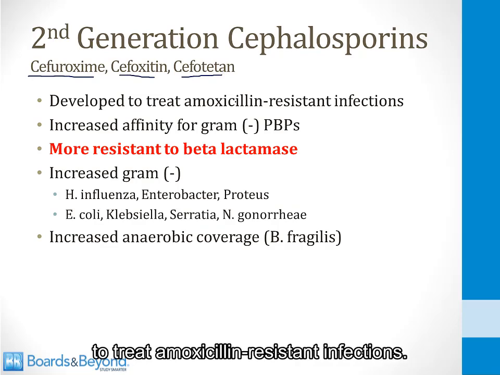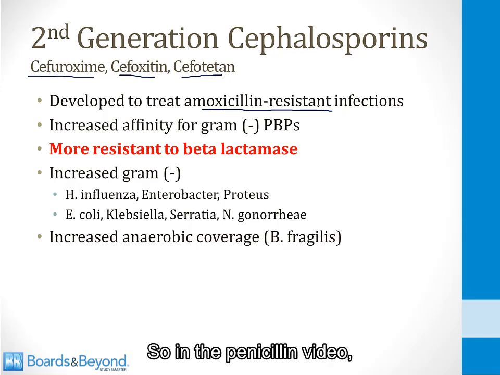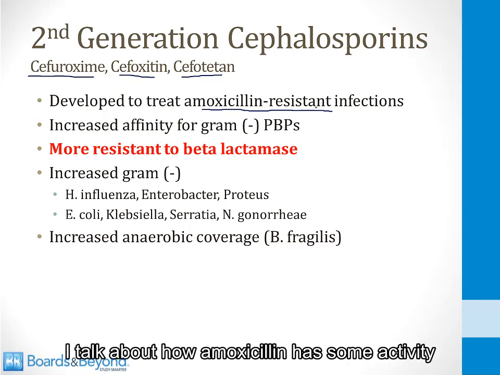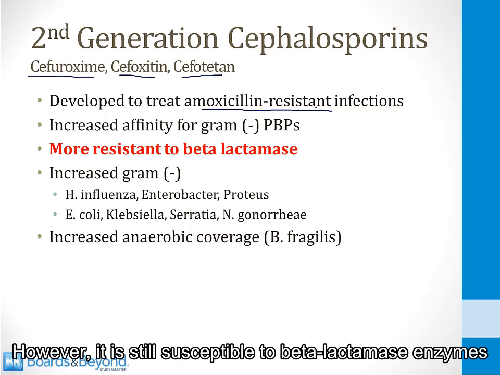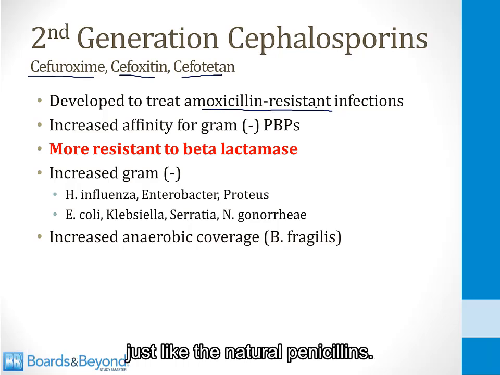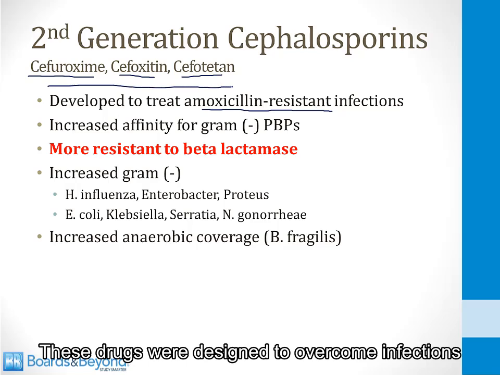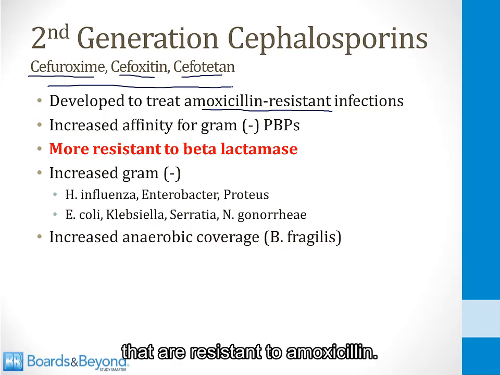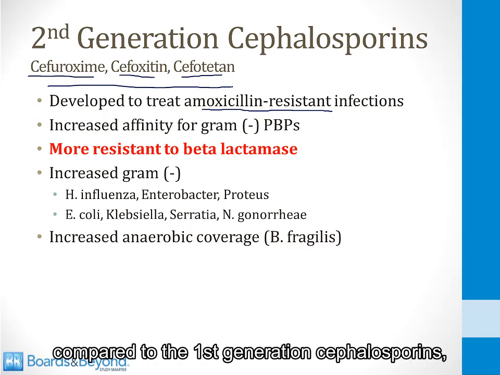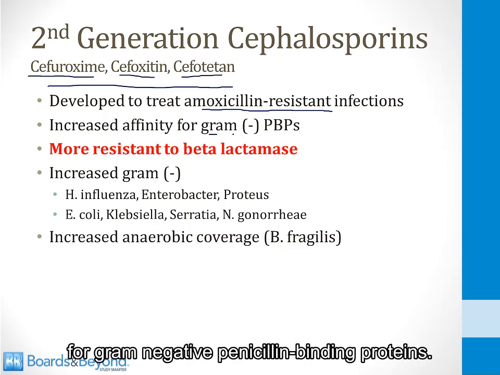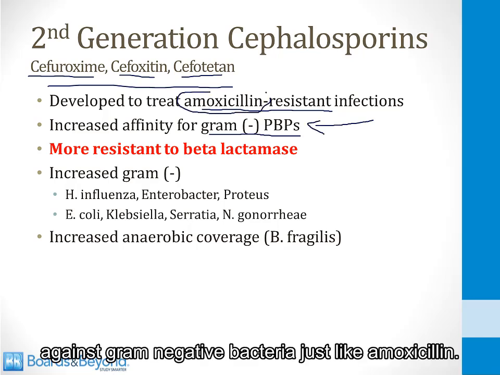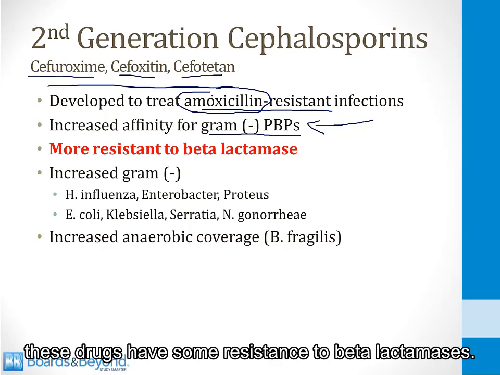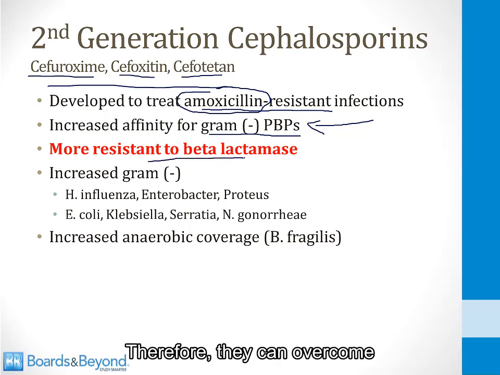These drugs were designed to treat amoxicillin-resistant infections. So in the penicillin video, I talk about how amoxicillin has some activity against gram-negative bacteria. However, it is still susceptible to beta-lactamase enzymes just like the natural penicillins. These drugs were designed to overcome infections that are resistant to amoxicillin. Therefore, these drugs, compared to the first-generation cephalosporins, have more affinity for gram-negative penicillin binding proteins. This makes them more effective against gram-negative bacteria, just like amoxicillin. However, unlike amoxicillin, these drugs have some resistance to beta-lactamases. Therefore, they can overcome many amoxicillin-resistant bacteria.